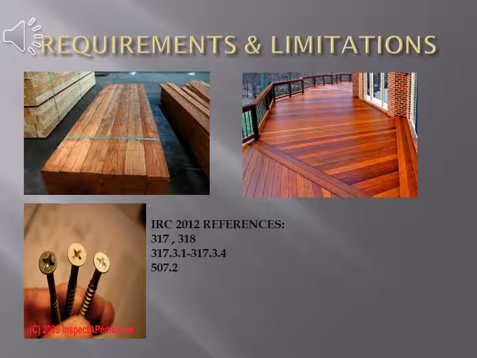According to the American Wood Council, all lumber and glued laminated timber that will be used for building a deck shall be from naturally durable species such as redwood or western cedars, or be preservative treated with an approved process in accordance with the American Wood Protection Association standards. This information could be found in the 2012 International Residential Code, reference 317 and 318.